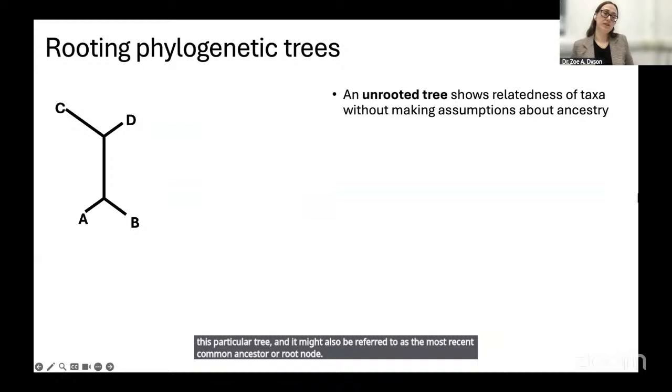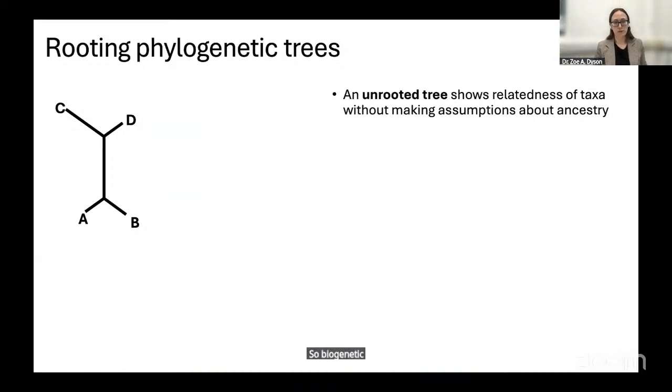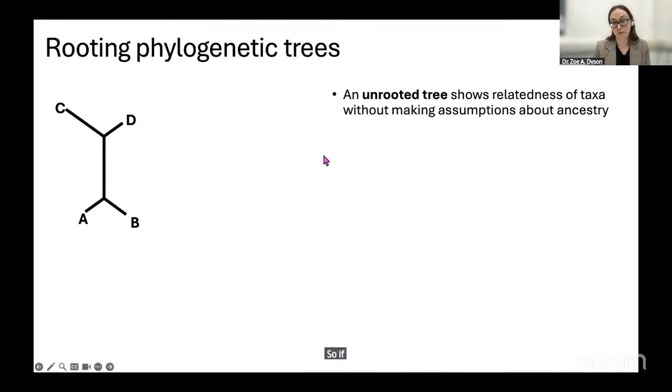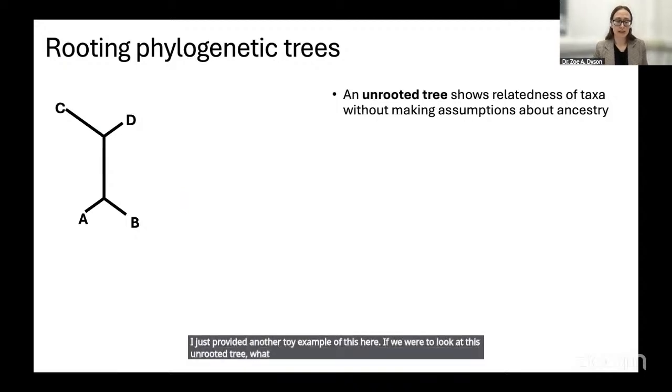So phylogenetic trees can be rooted in a variety of different ways, and they can also be unrooted. So if we were to review an unrooted tree, for example, I just provided another toy example of this here. If we were to look at this unrooted tree, what it can tell us about is the relatedness of the different taxa or sequences that we're studying without making any particular assumptions about ancestry.